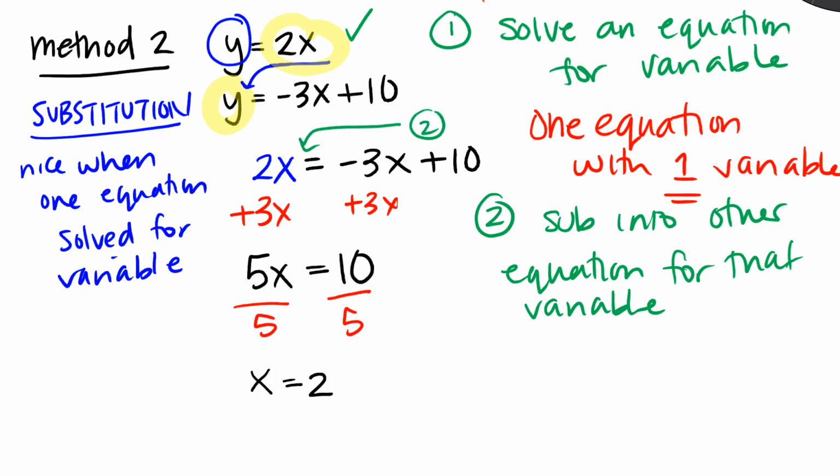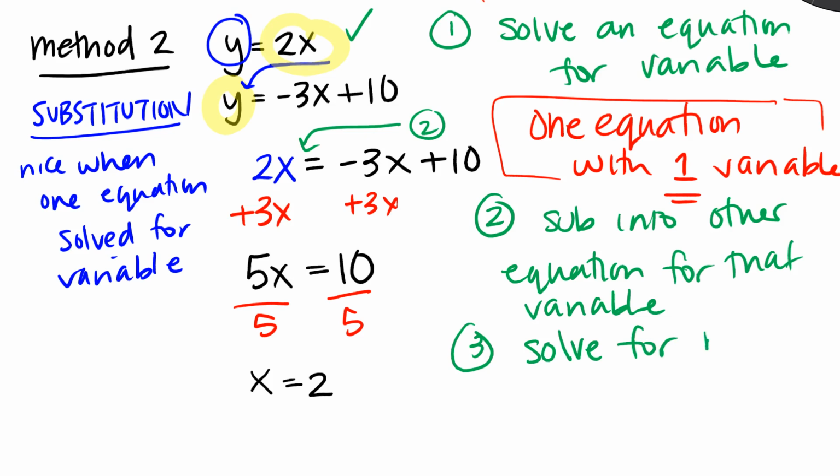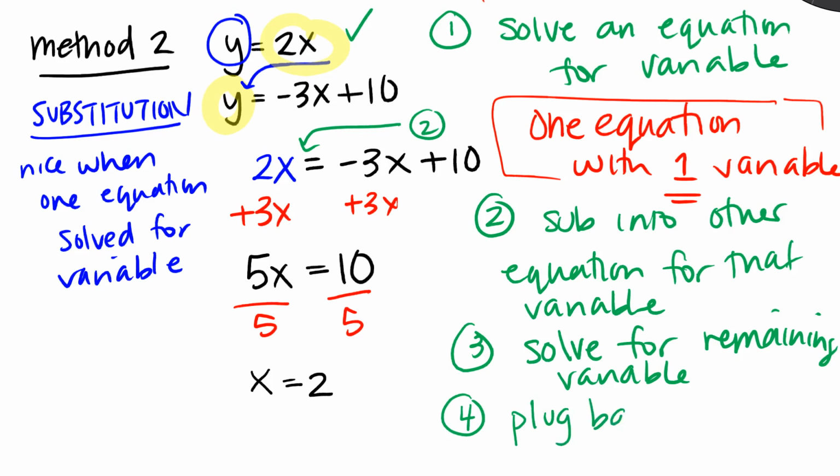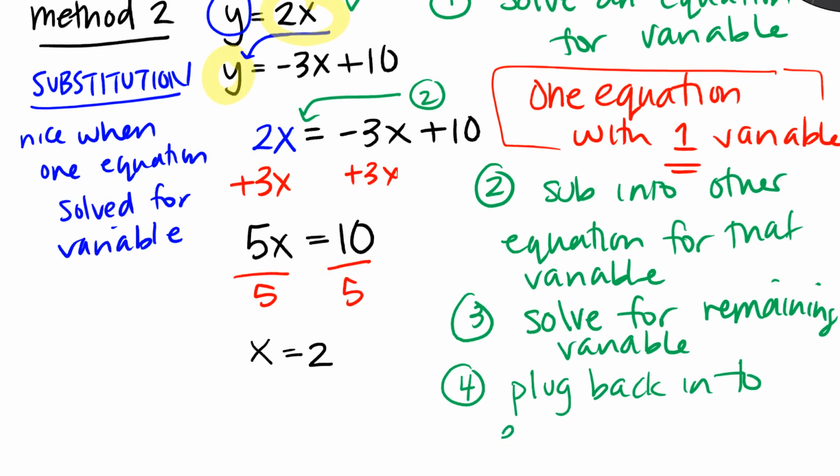And the goal of step 2 and step 1 is this. This is our goal. One equation with one variable. Then you could have a step 3 if you really wanted steps here, which is to solve for the remaining variable. And then your step 4 is plug back in to the equation from step 1 to get the other variable.